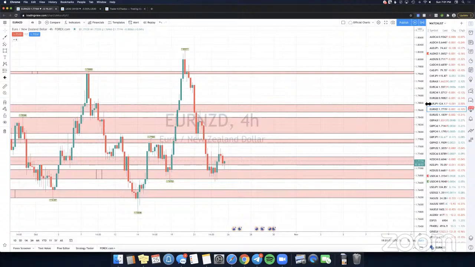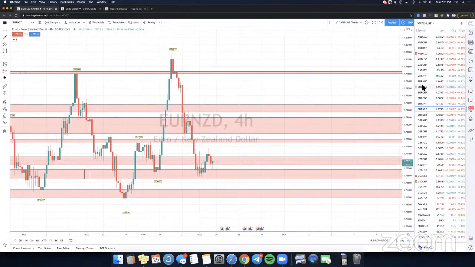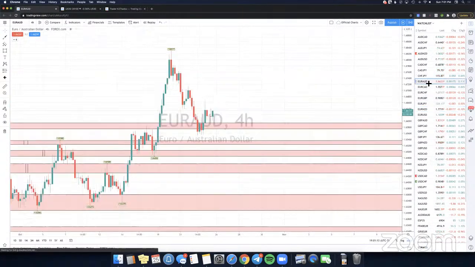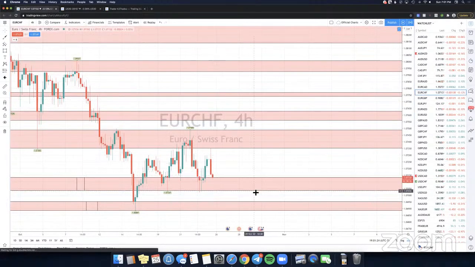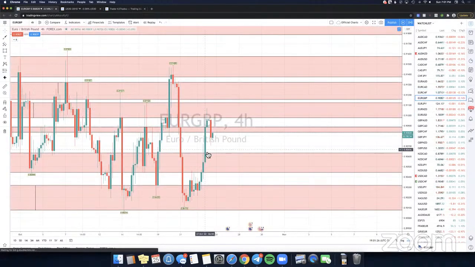To do that, you're just going to look at the other euro pairs right here and confirm that they're all coming down. For Euro AUD right here, it's not coming down, so that confirmation hasn't been filled. Same with Euro CAD, it's going upwards. Euro CHF, it's coming down. Euro GBP, it looks like it's coming down and just retraced a little bit.